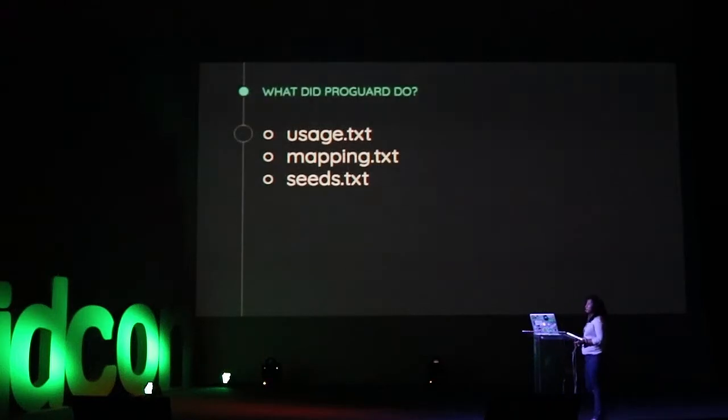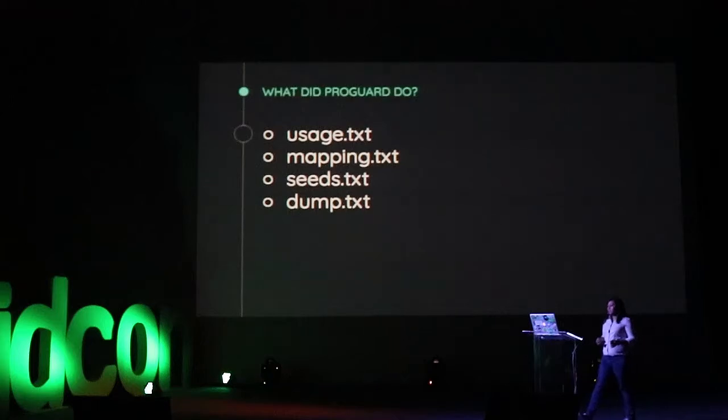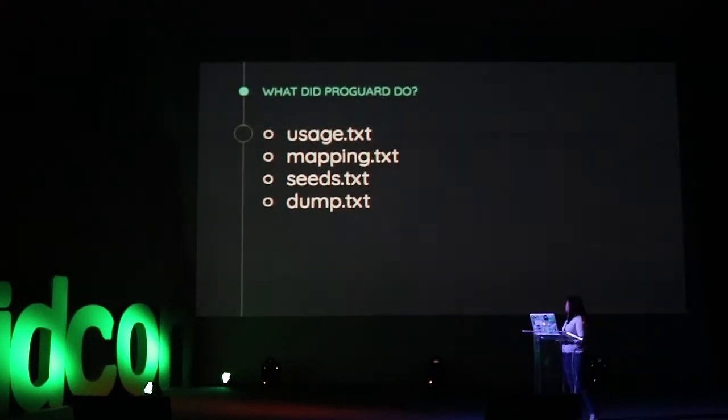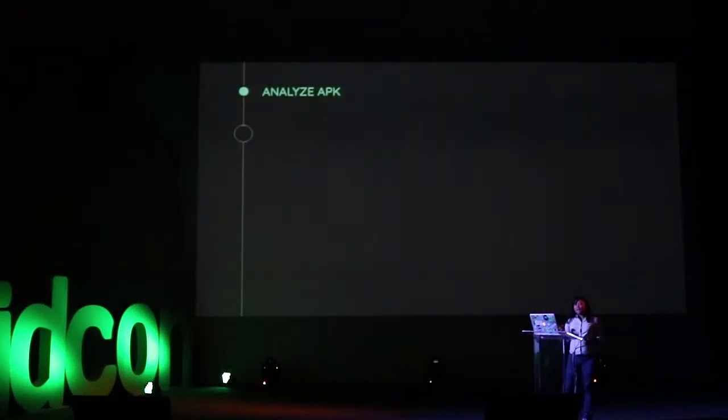There are two more files that it generates, seeds.txt and dump.txt. I've not done any of this yet, but essentially dump.txt will list the internal structure of the class files in your APK. But remember these are all text files, so it's just lines and lines of package and class names and field names and everything. I'm more visual, so the thing that helps me more is the Analyze APK function in Android Studio.